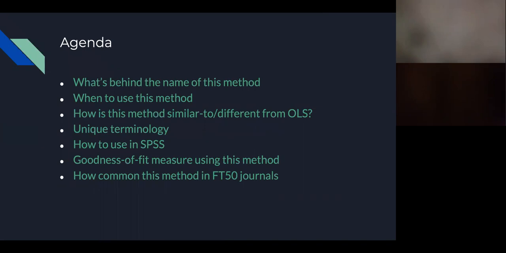Our agenda for the presentation will be as follows. What is behind the name of this method? When to use this method? How is this method similar or different than OLS? Unique terminology? How to use negative binomial regression in SPSS? Goodness of fit measures? And how common is this method in FT50 journals.